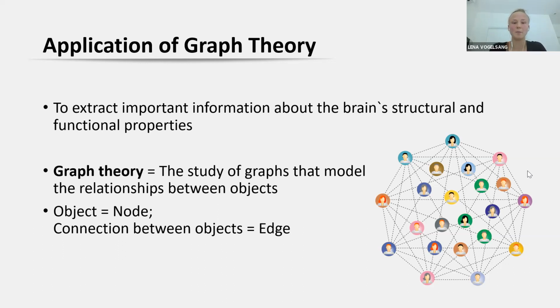And just to give you a quick introduction into graph theory, it is the study of graphs that essentially model relationships between objects. Objects within a graph are typically referred to as nodes or vertices, and the connections between objects are referred to as edges. And here on the slide, we just have an example of a social network where every node represents a person and every edge represents a friendship between two people.